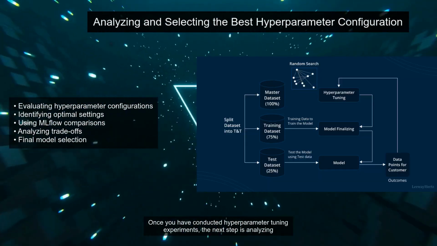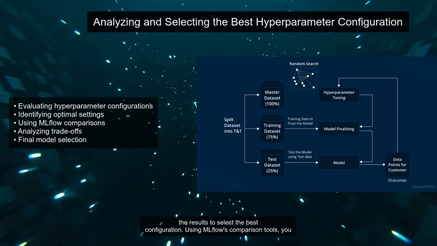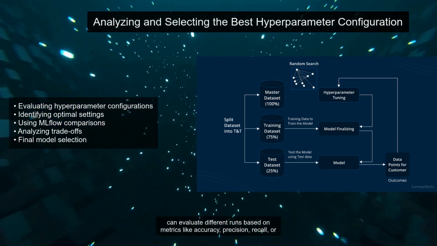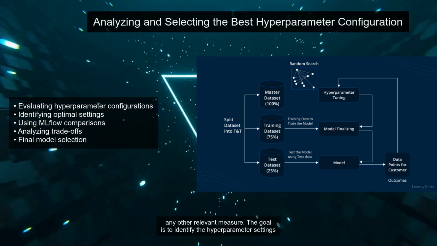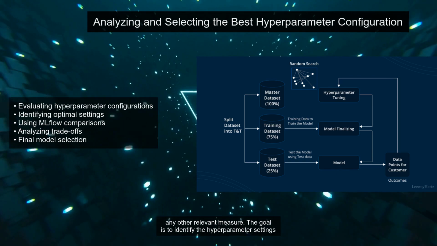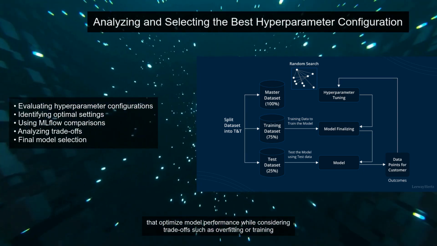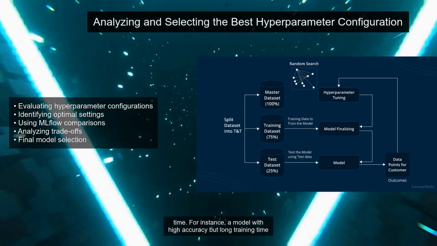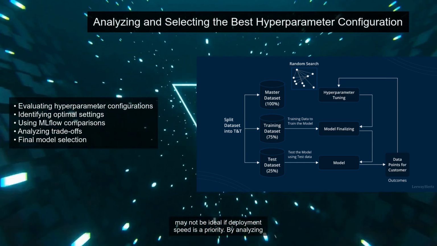Once you have conducted hyperparameter tuning experiments, the next step is analyzing the results to select the best configuration. Using MLflow's comparison tools, you can evaluate different runs based on metrics like accuracy, precision, recall, or any other relevant measure. The goal is to identify the hyperparameter settings that optimize model performance while considering trade-offs such as overfitting or training time.